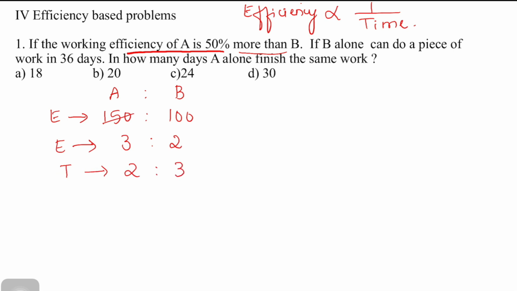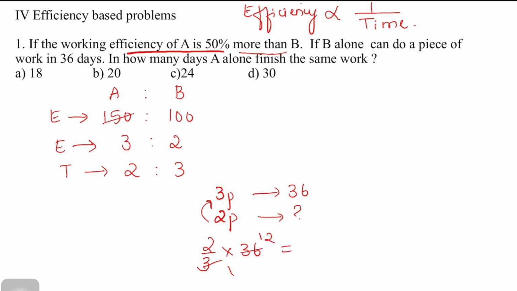Now we know that B can do a piece of work in 36 days. That means if B is 3 parts, then 3 parts is 36 days. Then how much will A take? So 2 parts is how much? It is 2/3 into 36. 1s are 12s are, so 12 2s are 24 days. So A will take 24 days. Option C is the answer.